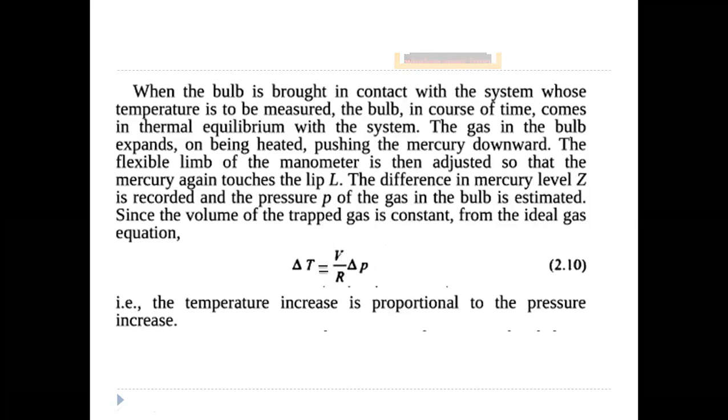So the difference in the mercury level, delta Z, is recorded, and the pressure change delta P of the gas in the bulb is estimated. Due to the temperature change, we observe a change in pressure. The temperature and pressure are related by the ideal gas equation, PV is equal to nRT. Delta T is equal to V by R into delta P. That means the temperature increase here is proportional to the pressure increase.